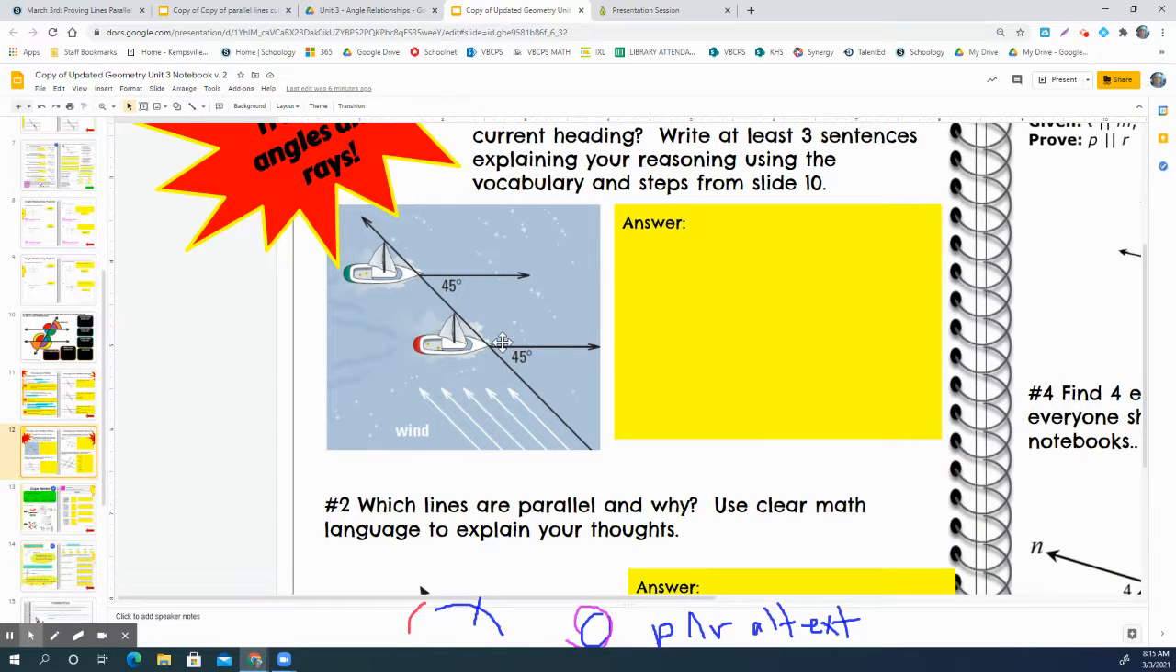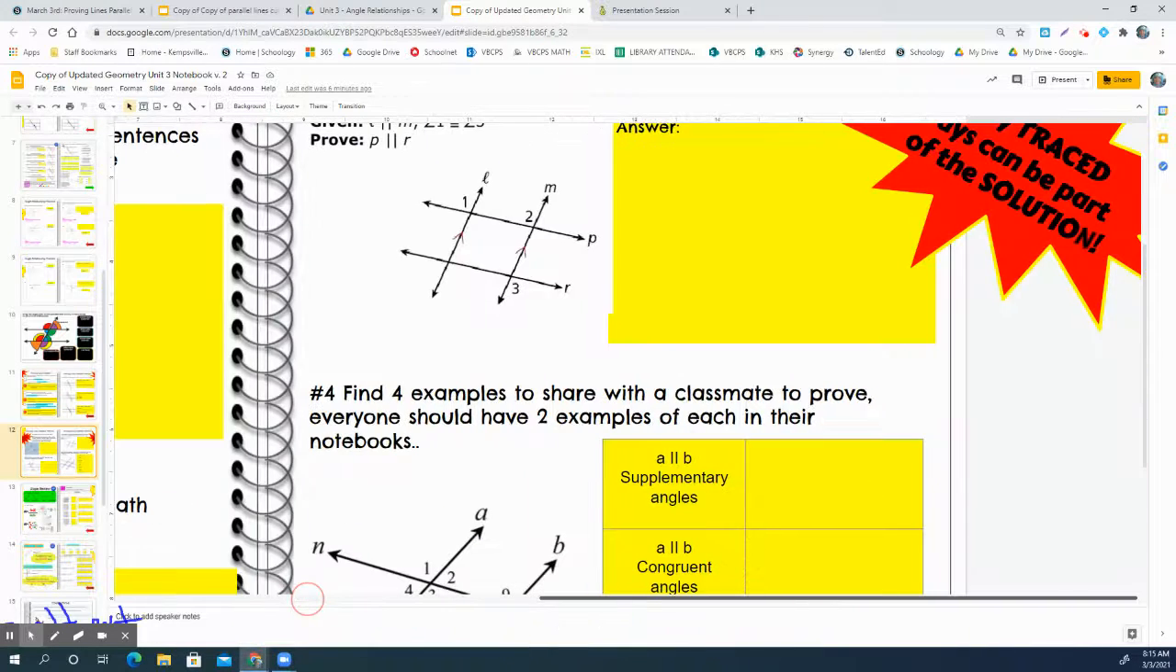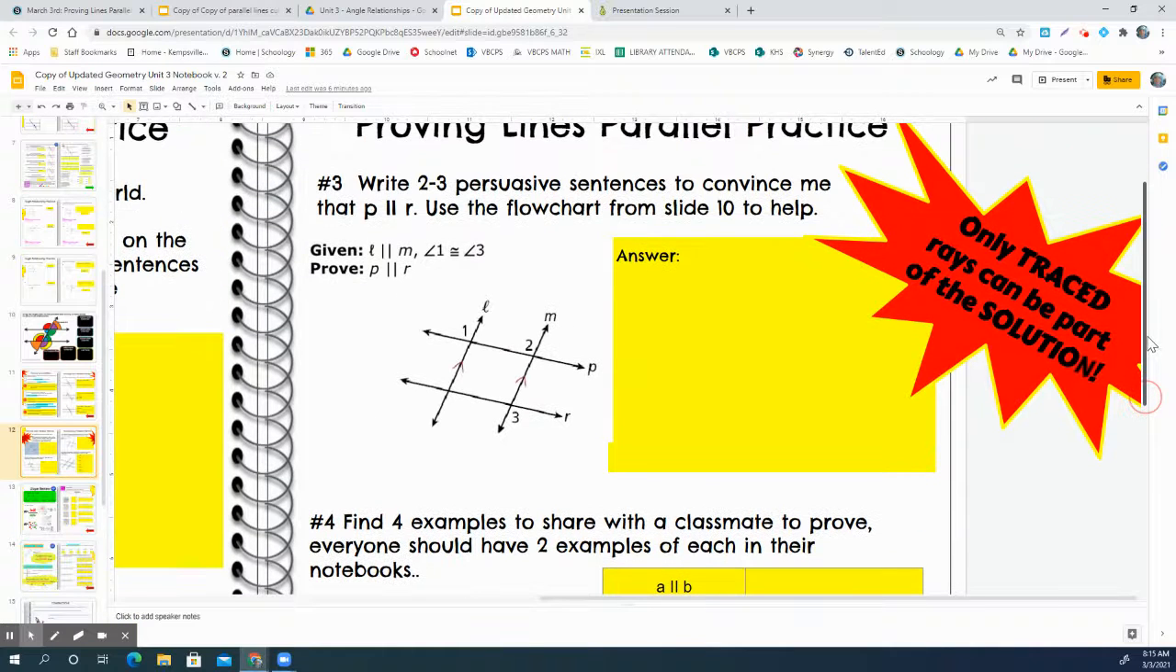This one? So we said that they were congruent and corresponding, so the lines are parallel. What about this one? This one's asked a little bit differently. So talk me through some thoughts here.